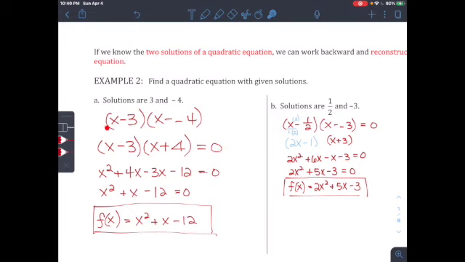So in this case, if you write it opposite, the solution is minus 3, and negative 4 is going to be minus a negative 4. And when you combine the negatives they become positive: x minus 3 times x plus 4. When you FOIL it, x squared plus x minus 12 equals 0 is the equation you get, and you can rewrite it in function notation form, right?